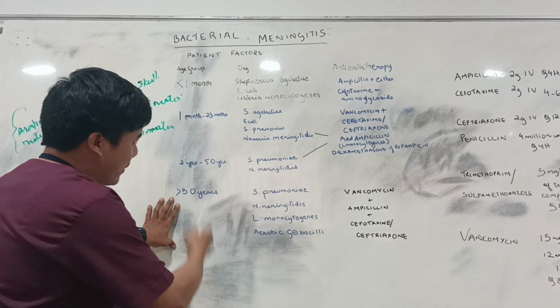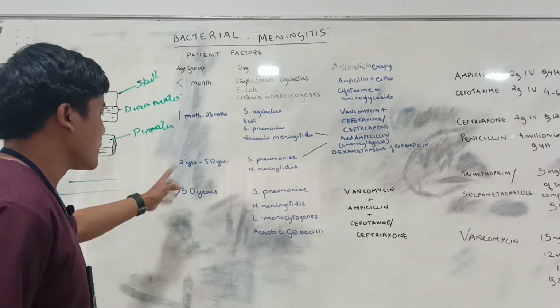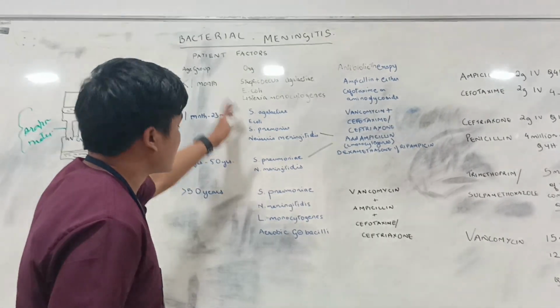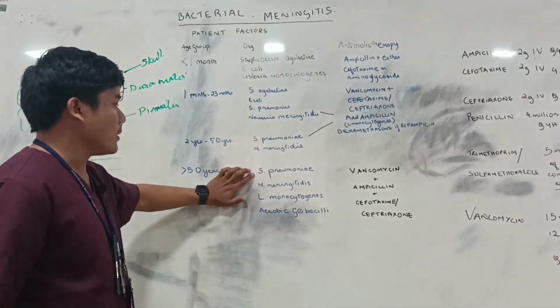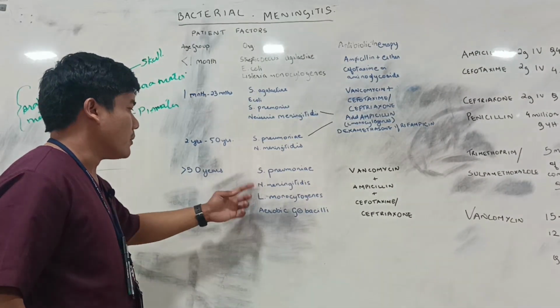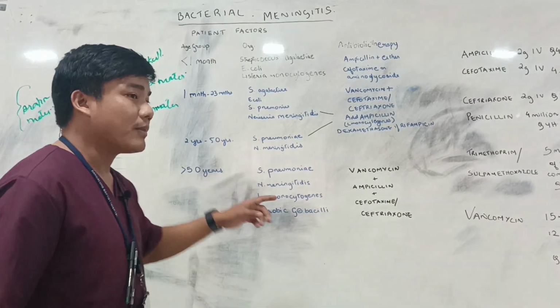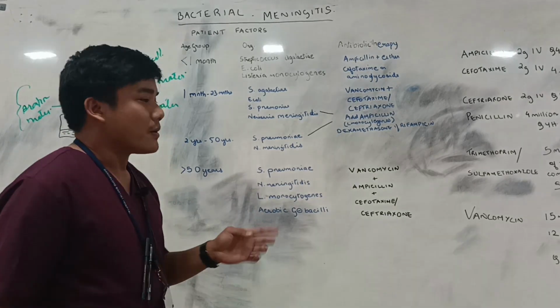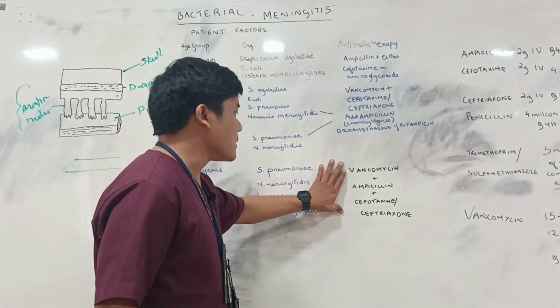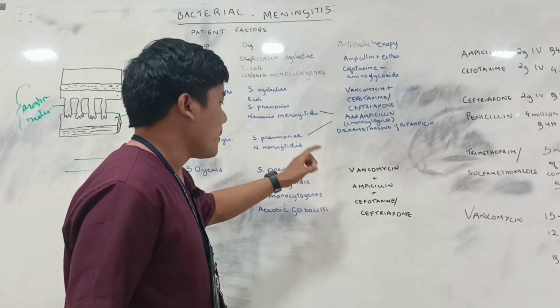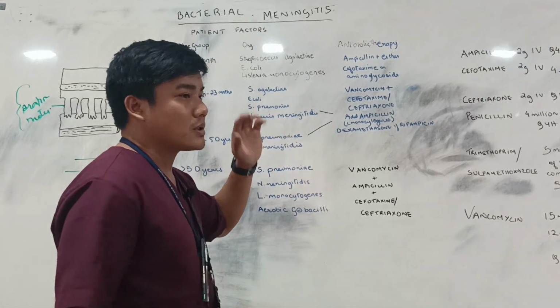And if the patient is old, like 50 years and above, the susceptible organisms, as you can see, are pneumoniae, meningitidis, Listeria monocytogenes, and gram-negative bacilli. You can use vancomycin plus ampicillin along with cefotaxime or ceftriaxone.